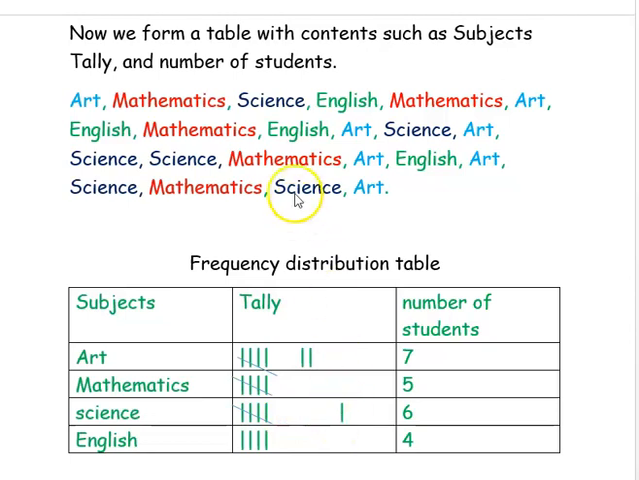Next we'll count English. 1, 2, 3, 4. Only 4 students opted for English. So I am drawing 1, 2, 3, 4 tally marks. So now we have formed the frequency distribution table. From this table, we are now going to answer our question.